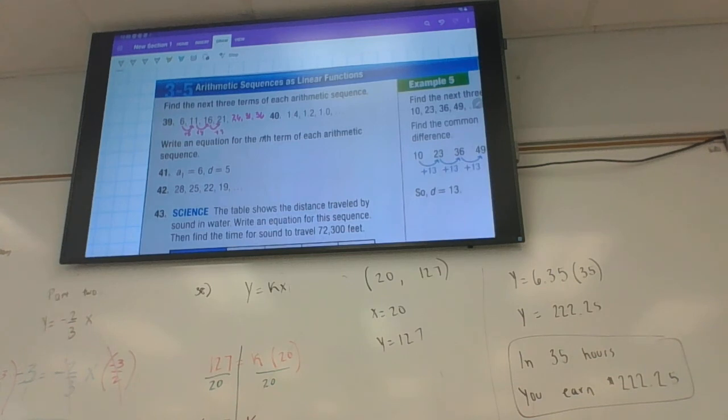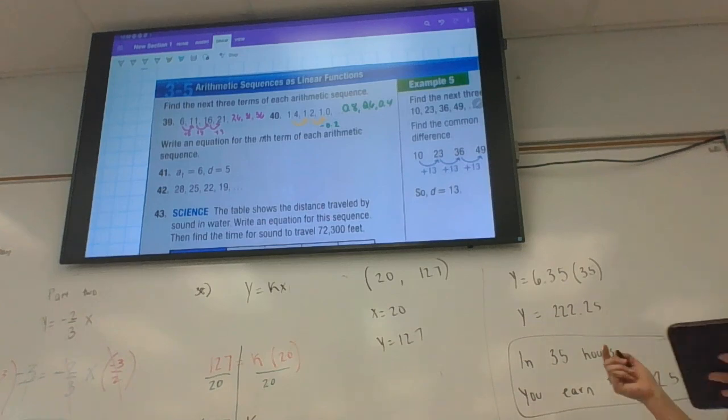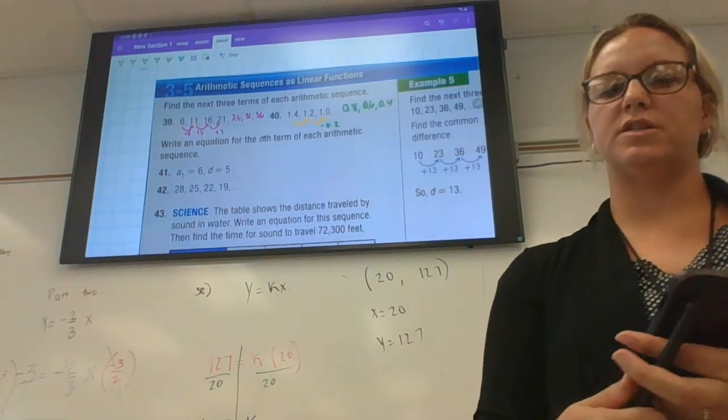Alright, what's the pattern in 40? Minus 0.2. Okay. 0.8, 0.6, and 0.4. Good job. Alright, guys, this is due at the start of class tomorrow, so finish the last few for homework.